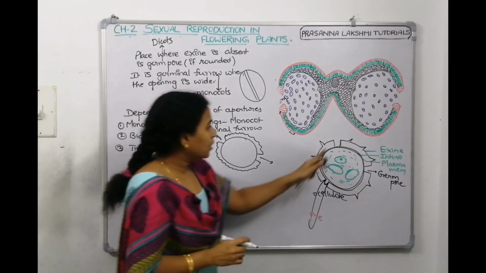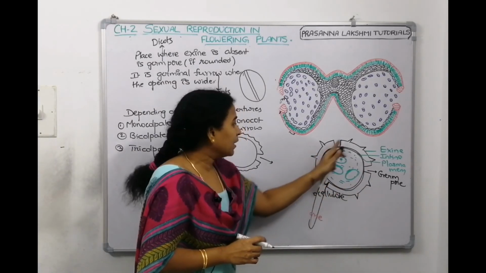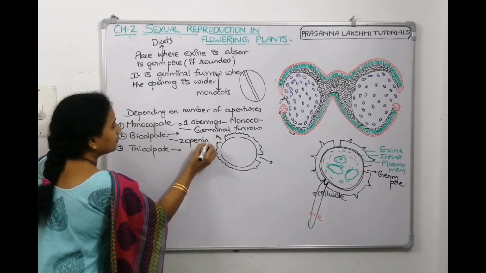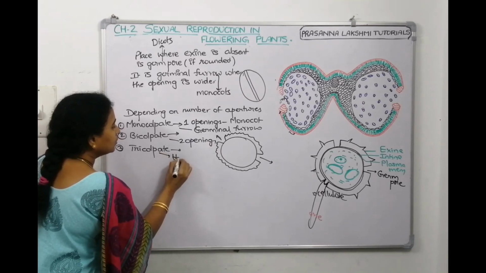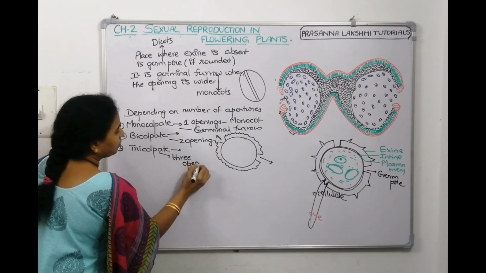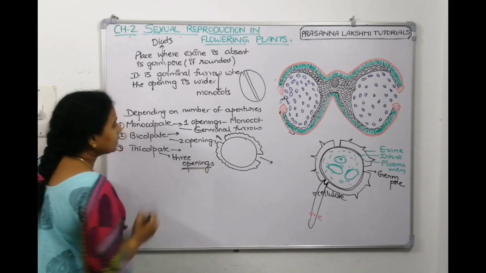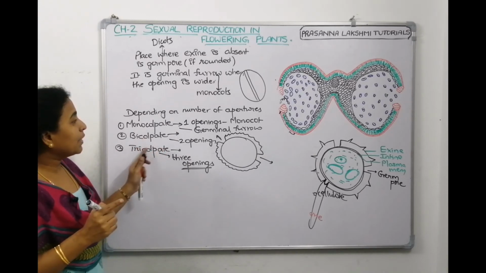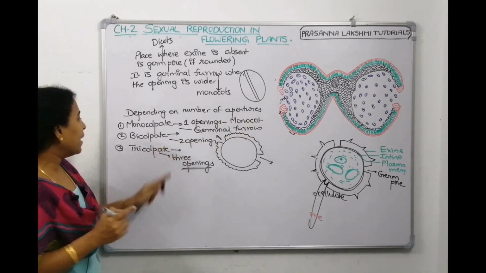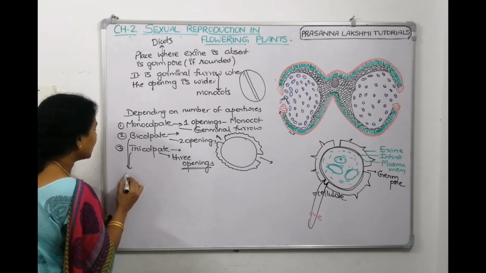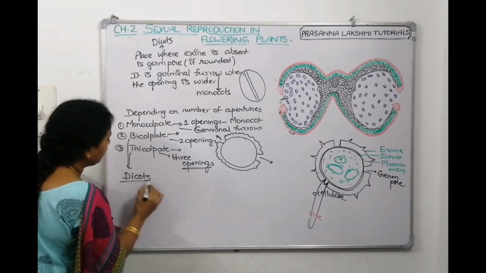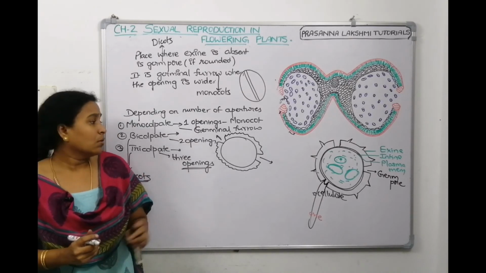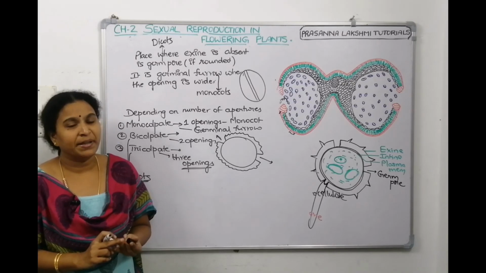Tricolpate condition, we draw it here. One opening, second opening, third opening. If three openings are there, tricolpate. Bicolpate means two openings, tricolpate means three openings, monocolpate means one opening. We told monocolpate is common for monocots. So bicolpate and tricolpate, these two conditions are seen in dicots. Understood? So it can be two openings or three openings or one opening.